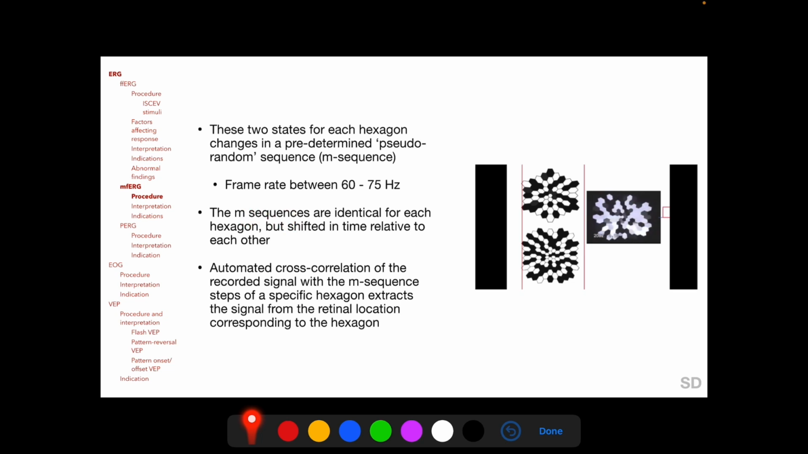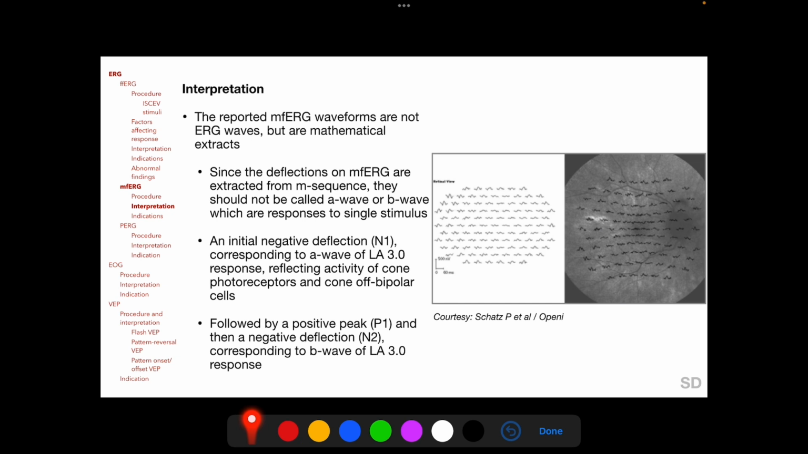The M sequences are identical for each hexagon but shifted in time relative to one another, and cross-correlation of the recorded signal from the retina with the M sequence steps of a specific hexagon extracts the signal from the retinal location corresponding to the hexagon. So the waveforms displayed in the multifocal ERG report are not ERG waves but are mathematically derived.